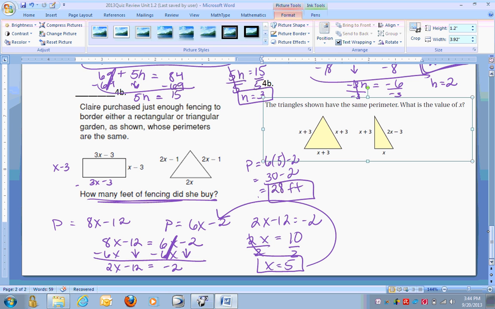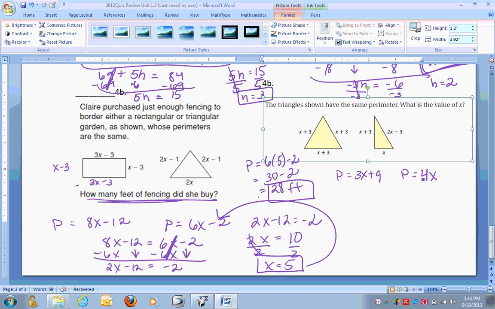same perimeter. All right, on 4B, we have the triangles shown have the same perimeter. What's the value of x? So this time, we're just solving for x. And so we're going to add up all my x terms on the triangle. There are 3 x's. And then I have 3, 3, and 3. When I add those together, that's positive 9. For the perimeter of the second triangle, I have 1x, 2x, and then 2 more x's. So that's 4 x's that I see. And then I have a positive 3 and a negative 3, so that cancels out to be 0.